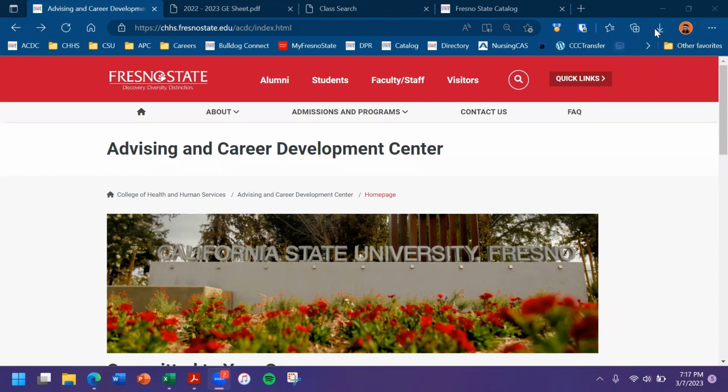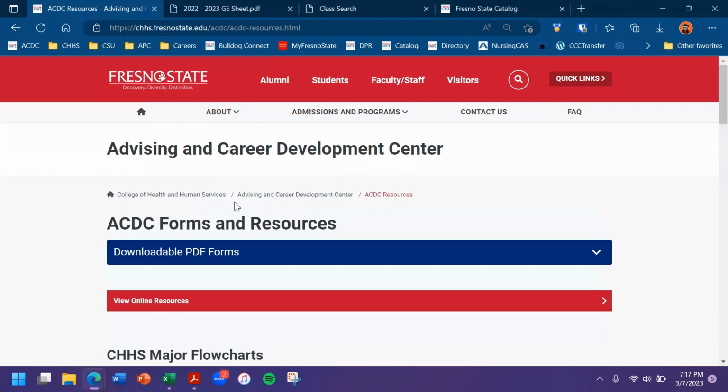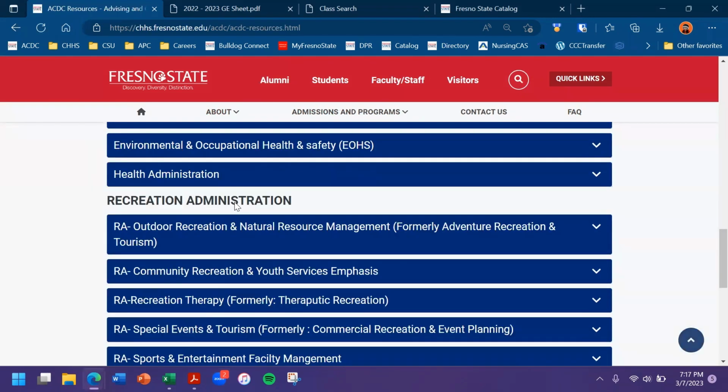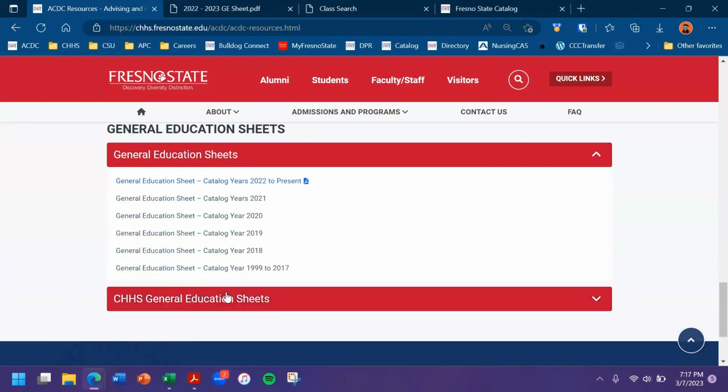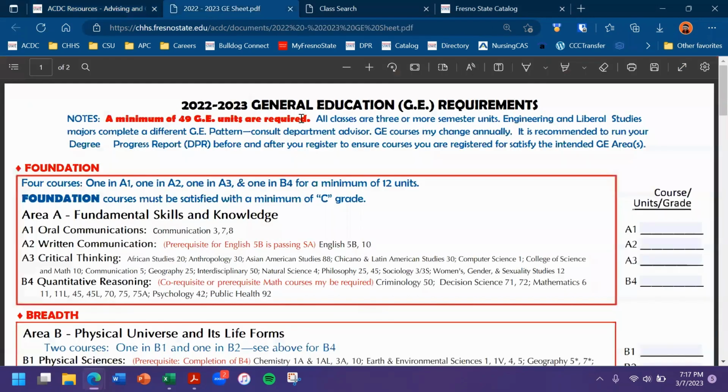To find the Fresno State GE sheet, you can start at our website or Google Fresno State GE sheet. For our website, you can go to the About page, Forms and Resources, where you can see all of our GE sheets, and go down to the bottom where you can see the normal GE sheet and a specific sheet for our pre-health majors. We'll be reviewing the general 2022-2023 general education requirements, which again are consistent starting in the year 2021. And while we won't be reviewing every single GE area in this, we'll be going over how to select GE courses and which GE courses can generally be beneficial for your major.